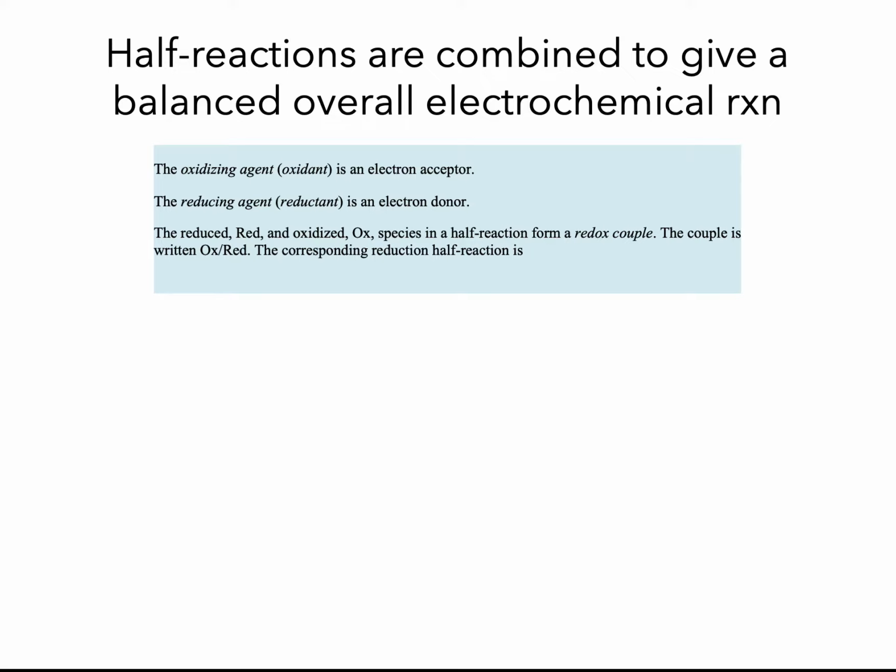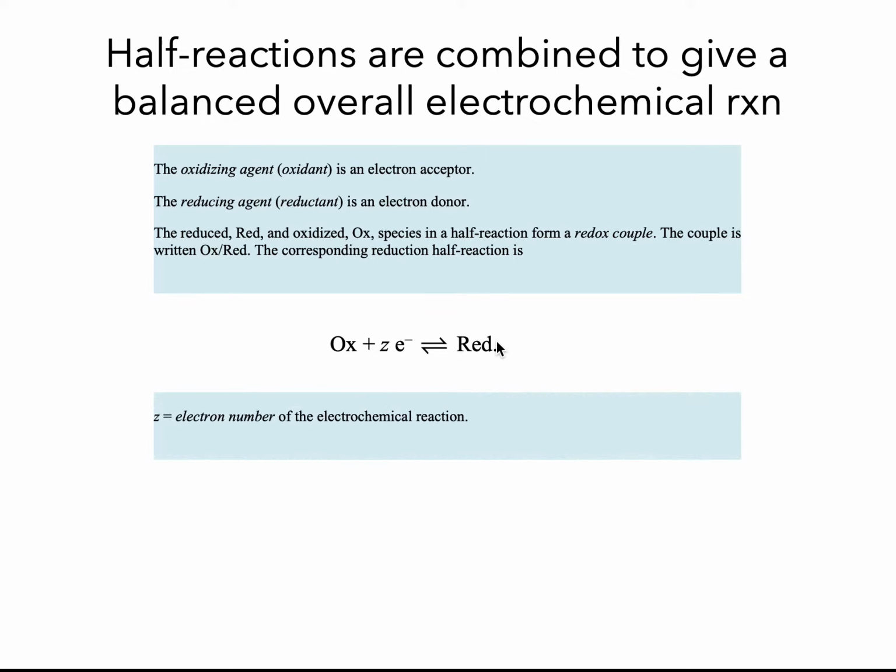The oxidizing agent, or oxidant, is an electron acceptor. The reducing agent, or reductant, is an electron donor. The reduced and oxidized species form a half reaction known as a redox couple. The couple is written ox/red, and it corresponds to this reaction. The oxidized species takes on Z electrons to form the reduced species. Z is known as the electron number of the electrochemical reaction. It's also sometimes called the valence.